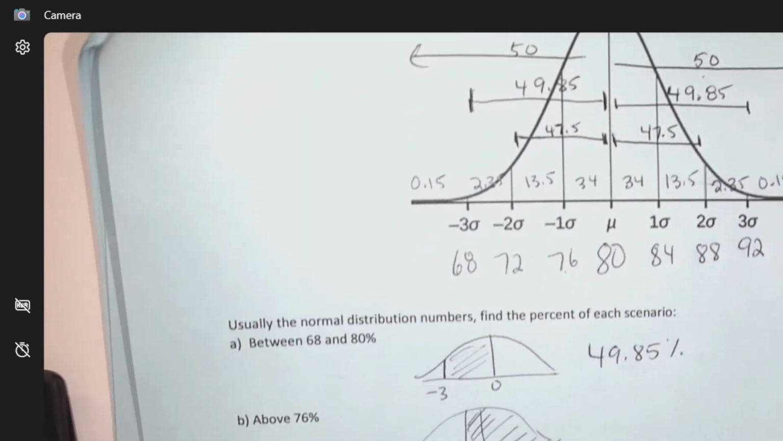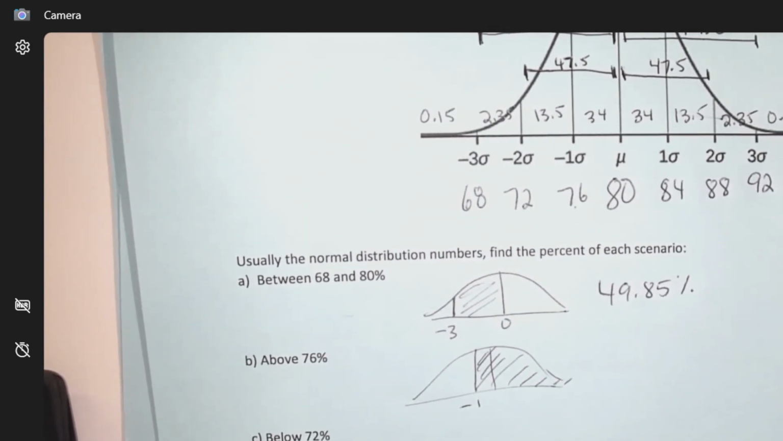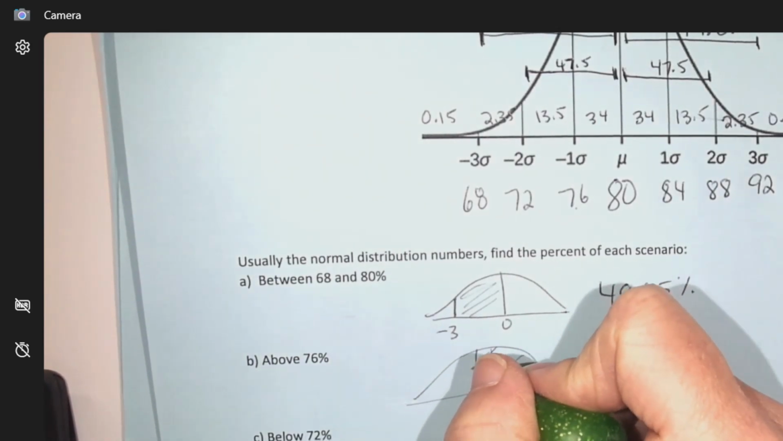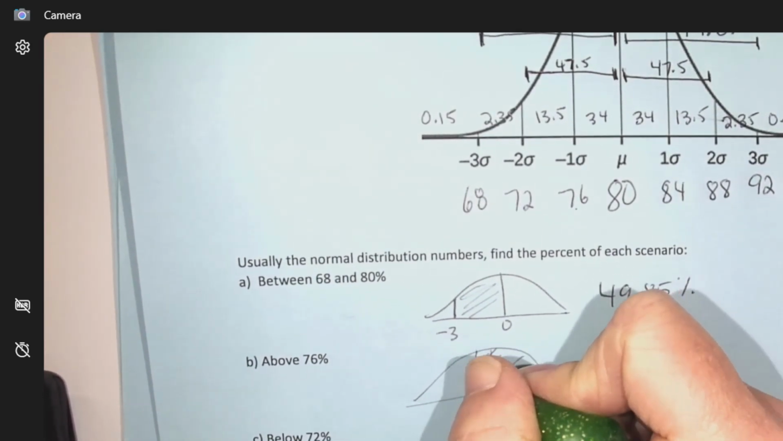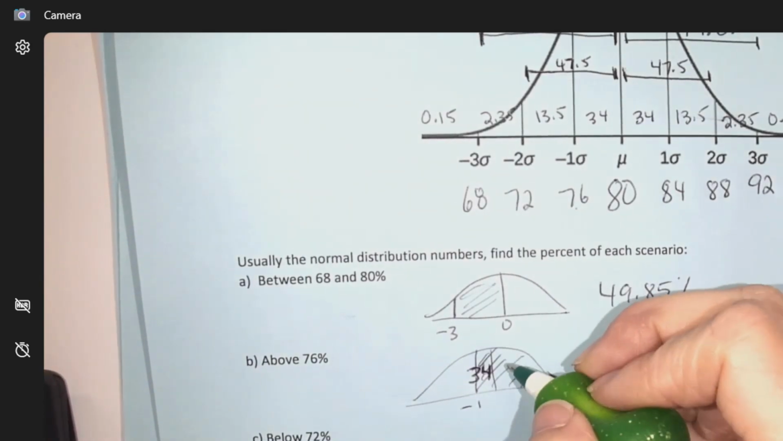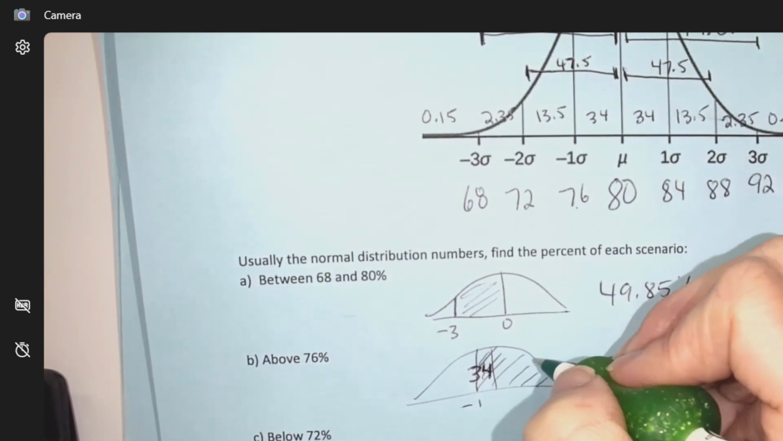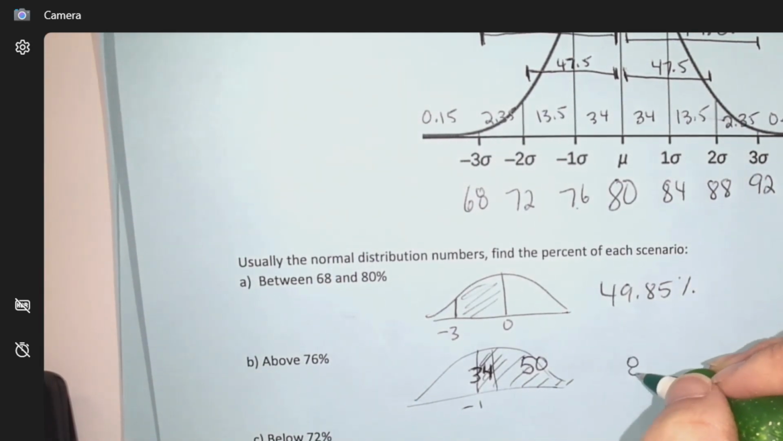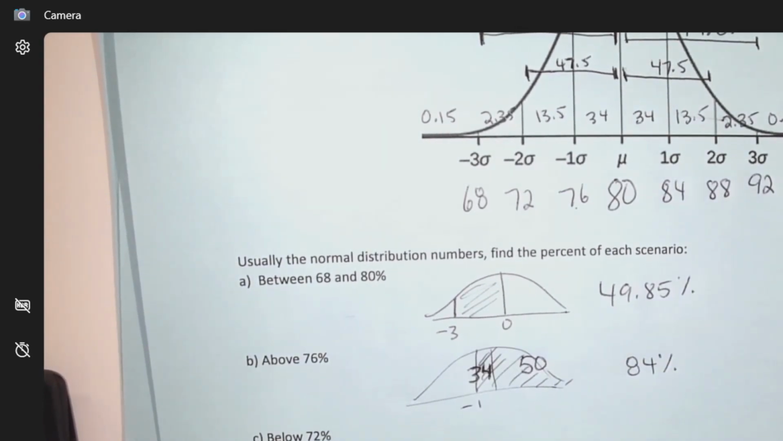Okay, so on the next question, above 67, so there's the -1 that we're at, and above. So for me, I would put a 34 right there. Does that make sense? A 34 is just in the -1 to the middle. What is all above the middle? The whole half is 50. So 84% of the data.